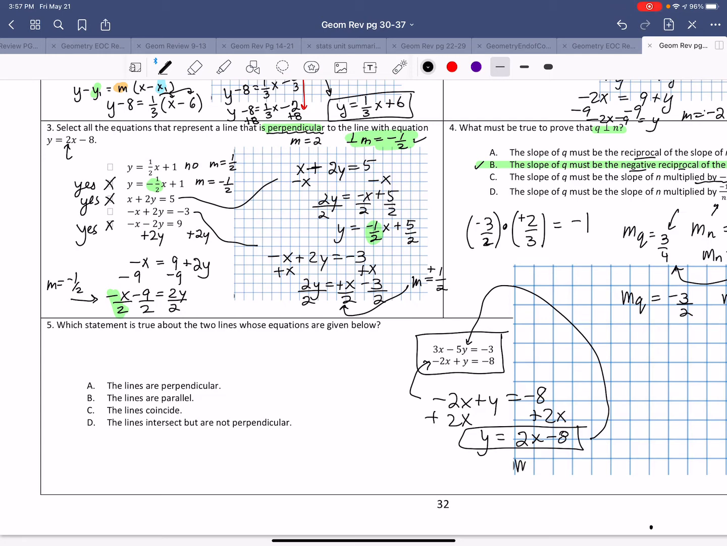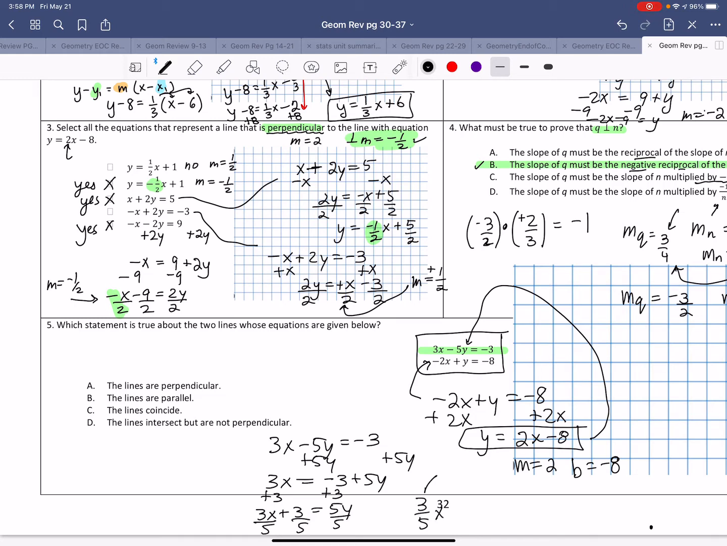I could also see the slope is 2 and the intercept is negative 8. So if I play around with this one as well, 3x minus 5y equals negative 3. I'm going to add 5y to both sides and add 3 to both sides, so 3x plus 3. If I divide by 5 on every term, I end up getting 3/5 x. So my slope is 3/5. So that's not my opposite, not my reciprocal. They're not perpendicular.